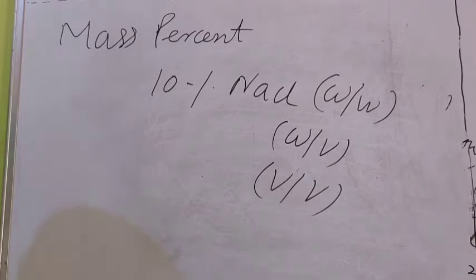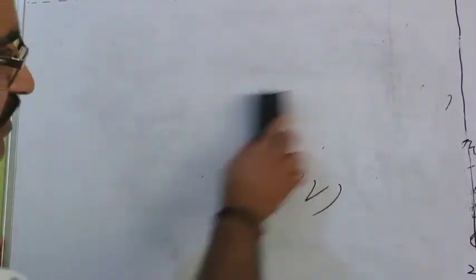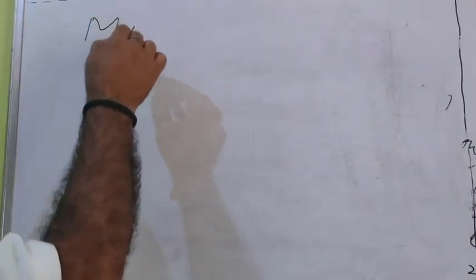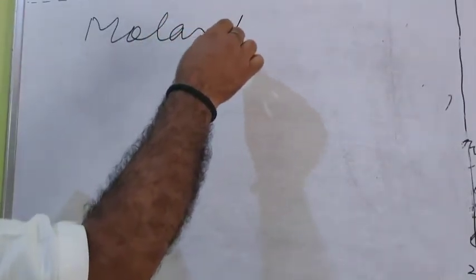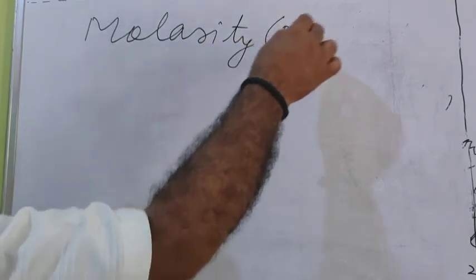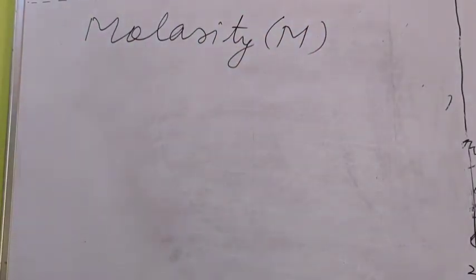Next method for the expression of the concentration of solution is molarity, which is represented by capital M. So molarity is the number of moles of solute present in per liter of solution. That is, the number of moles of solute dissolved in per liter of solution.